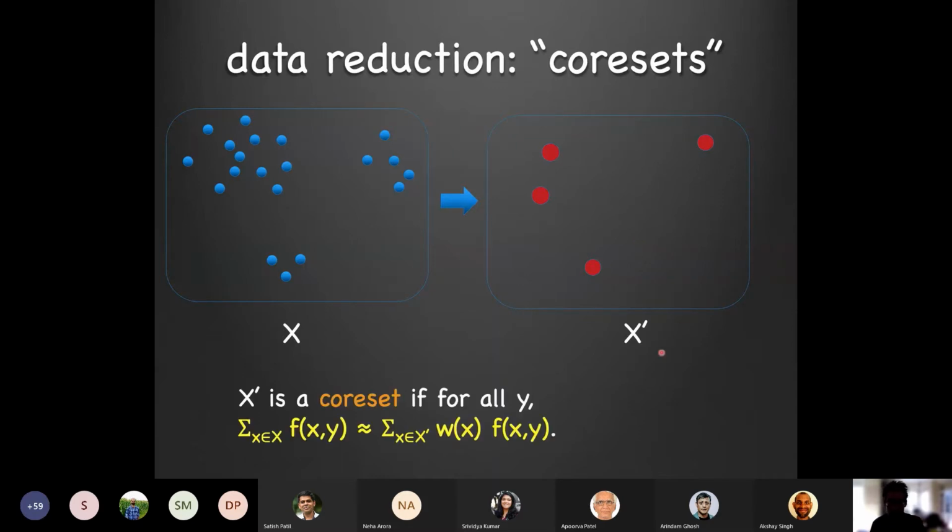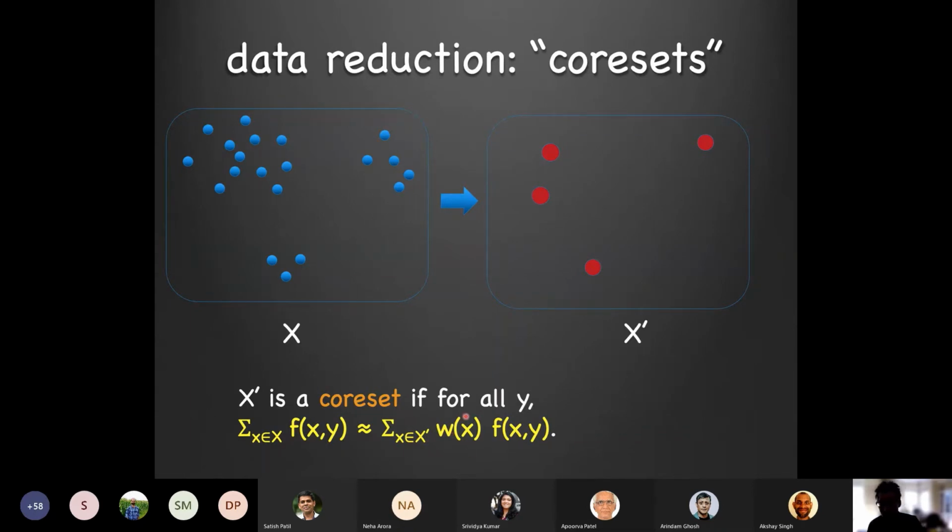And we say that X prime is a core set if for all models Y, you could make it just the best model, but it turns out to be not that much harder to say all models. The true log likelihood function, so for Y, you sum over all the data points X, is close to the approximate one that you get from summing over X prime.